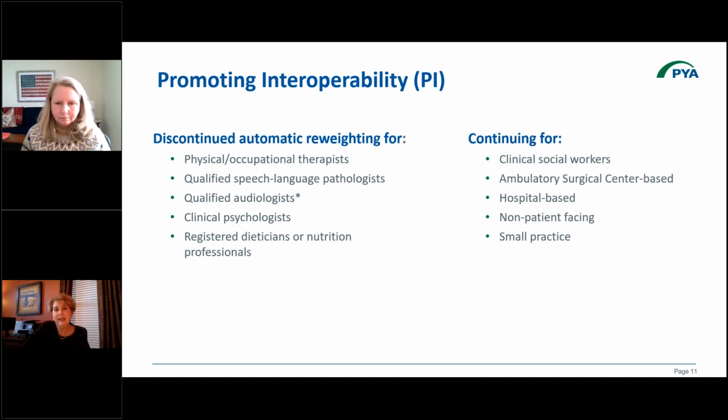Now, there are special statuses that apply to all sorts of provider types. So physicians, nurse practitioners, PAs, etc. And those are the 4 bullets on the right associated with those providers who practice exclusively or the majority of their time in an ambulatory surgery center, they're hospital-based, they're non-patient facing, or they're in a small practice. And for small practice, that's 15 or fewer providers. For any of those providers on the right, CMS will automatically reweight the weight for promoting interoperability and redistribute that to quality, increasing that to 40%, and then increasing improvement activities and leaving costs the same. Doesn't mean the other providers can't apply for a reweighting, but historically that happened without having to make an application, and now CMS is going to take away that automatic component.